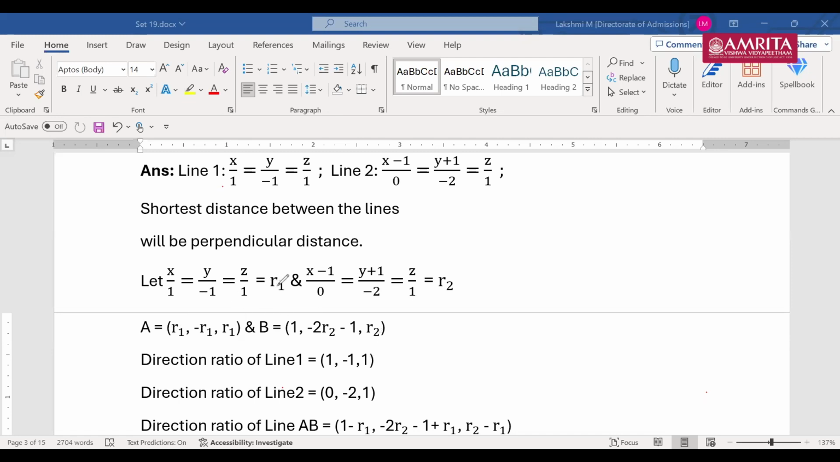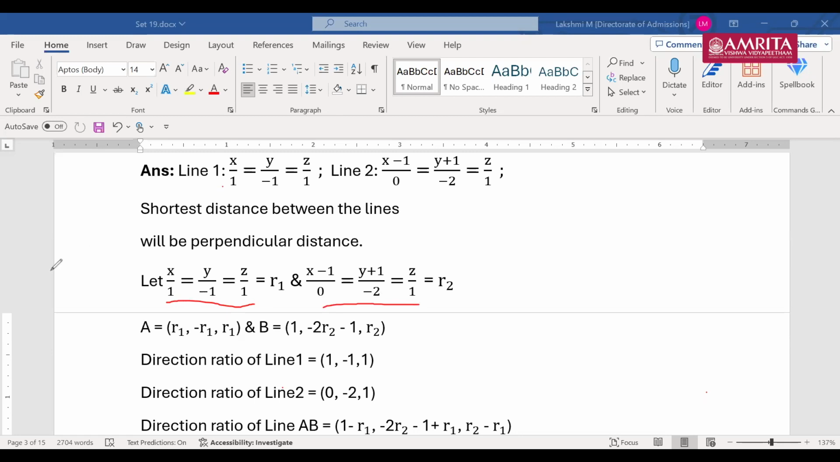I've just substituted it as R1. So this is R1, this is minus R1, this is R1. Here it is R2 into 0 plus 1. This is minus 2R2 minus 1. This is R2. Now, when it comes to finding the direction ratios of the lines, for the first one it is 1, minus 1, 1. And for the second one, it's 0, minus 2, 1.